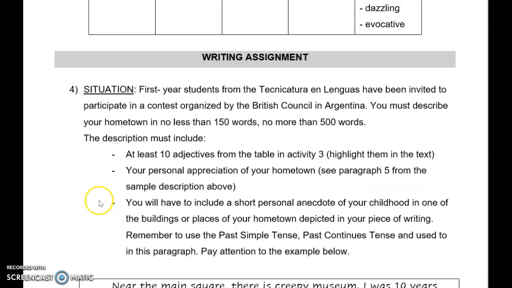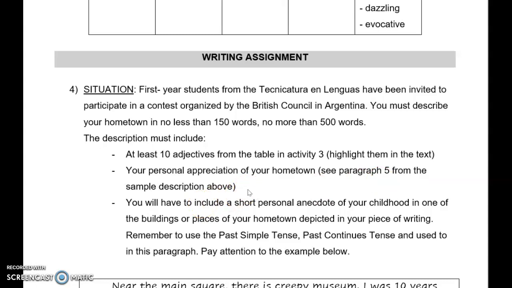The description must include, and pay attention to all these requirements, at least 10 adjectives from the table in activity number 3, and you will have to highlight them in the text. Then your personal appreciation of your hometown. So for this, see paragraph 5 from the sample description above.